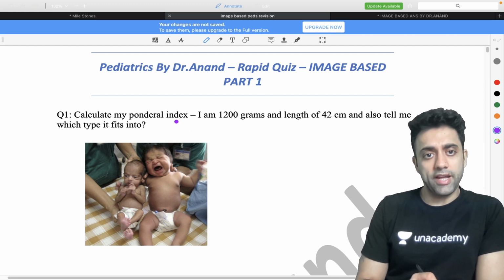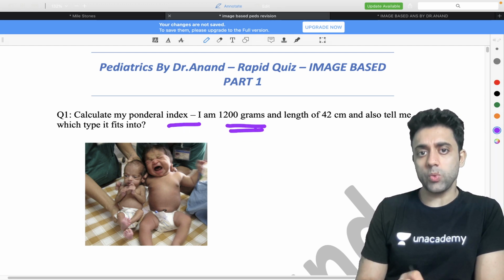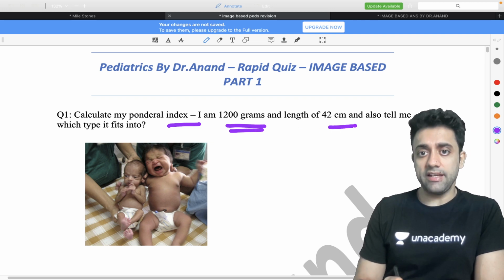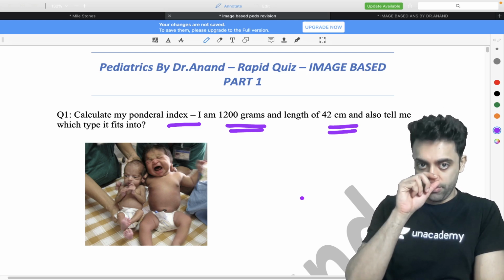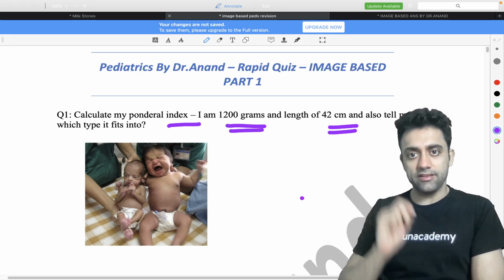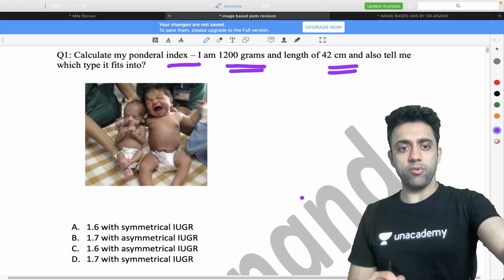Question number 1: calculate the ponderal index. Calculate the ponderal index of a baby who is 1200 grams by weight and length of 42 centimeters, and which type it fits into. It's a very important question.